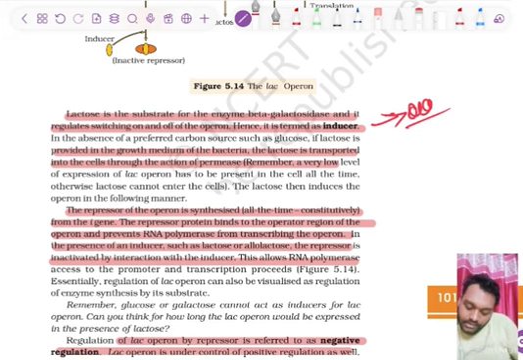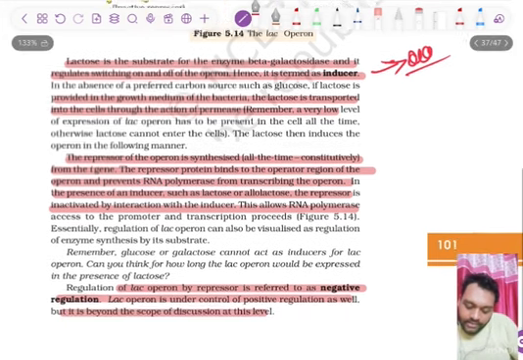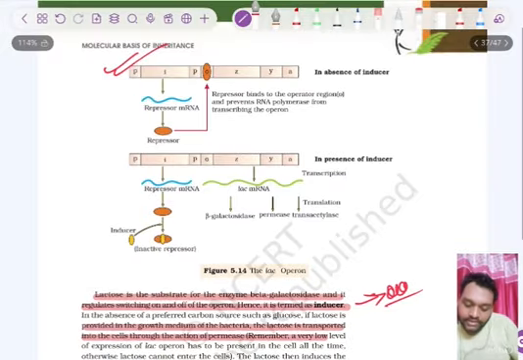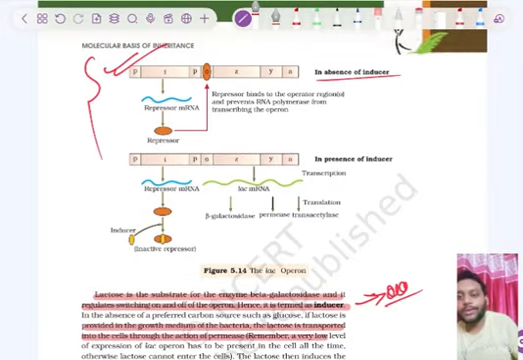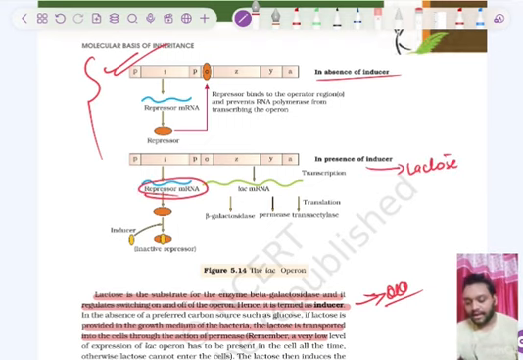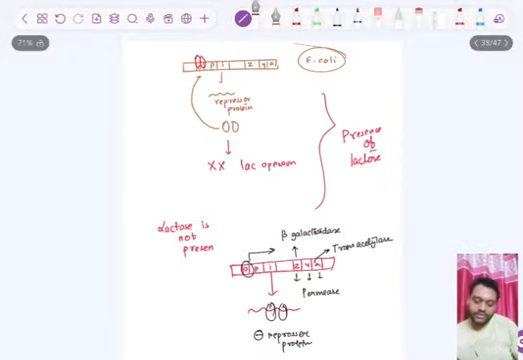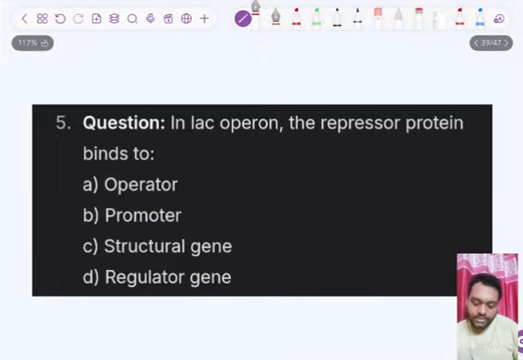You can see the diagram here. In the absence of inducer, the repressor protein is bound here, so there will be no transcription. But when there is the presence of inducer, that means lactose, the repressor protein gets inhibited and inactive, and the production of beta galactosidase, permease, and transacetylase happens. See the question: in the lac operon, the repressor protein binds to the operator.